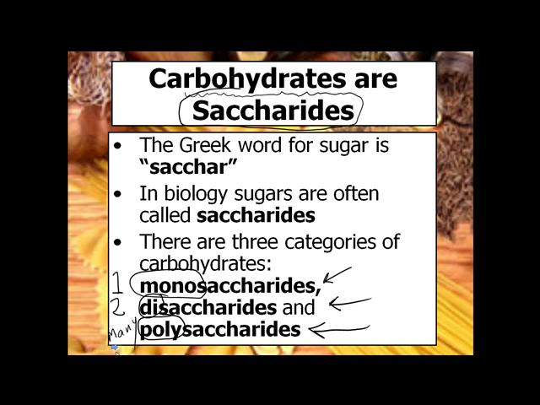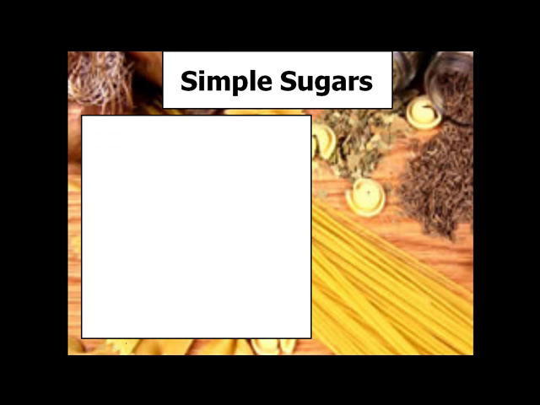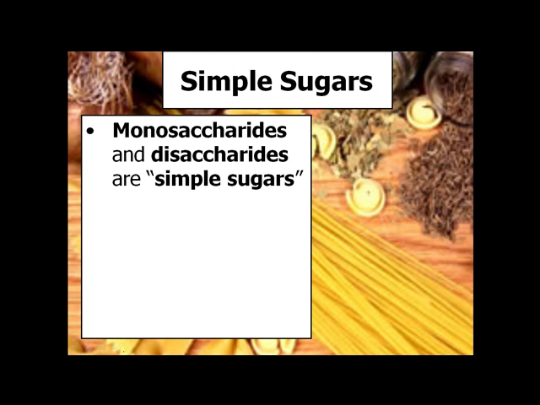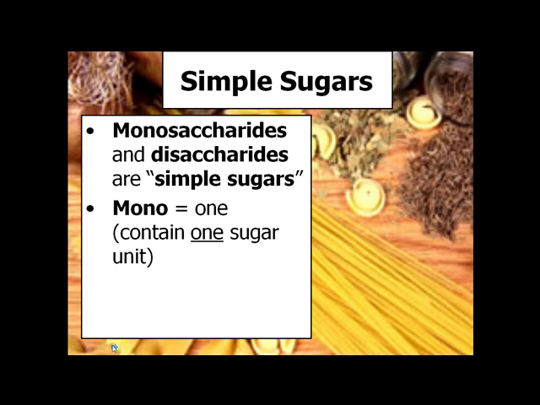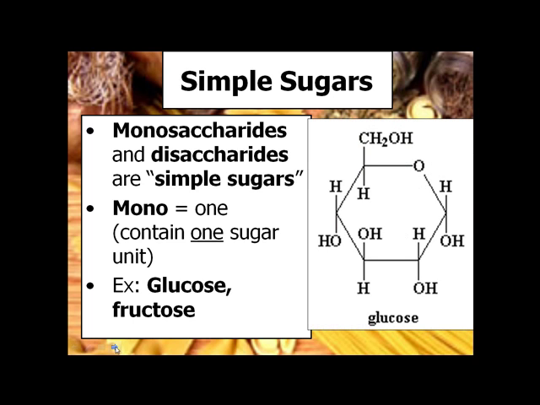So let's take a little closer look at each. Simple sugars, otherwise known as simple carbohydrates. So mono meaning containing one sugar unit. And some examples of those are the ones we've already shown you, like glucose and fructose. Here's a picture of glucose, and it has that one simple hexagon-like shape. So for a monosaccharide in my journal, I would draw it as a simple hexagon. And this is how we've been representing it in class. Monosaccharide, just one subunit.